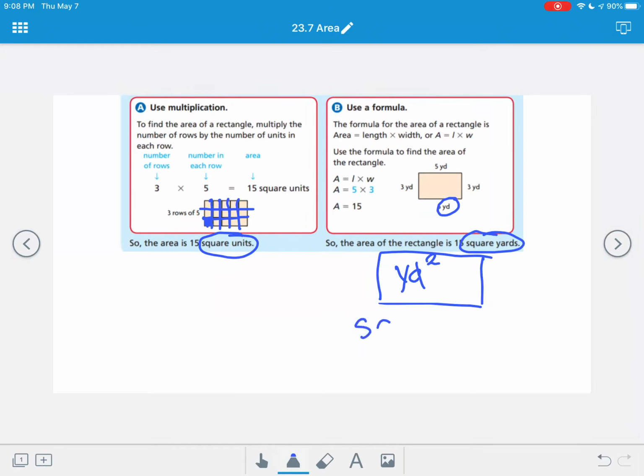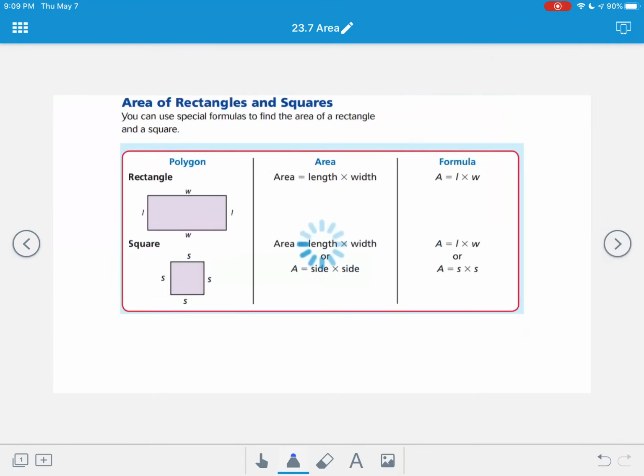Now, sometimes you'll see it written out as square yard or square unit, or sometimes you'll see it written out like this with the shortened abbreviation and a little 2 up above in the top corner after the last letter. That symbol, the little small 2, is the symbol to mean a square unit or a number squared.